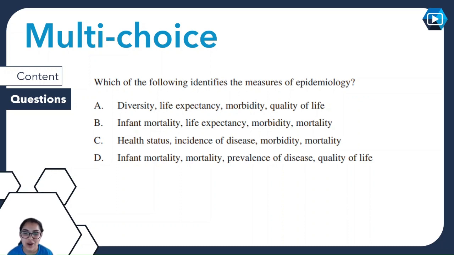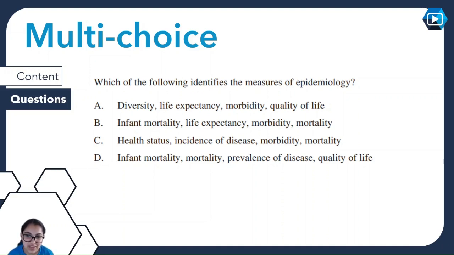So the first option is diversity, life expectancy, morbidity, and quality of life. Second option is infant mortality, life expectancy, morbidity, and mortality. Then we've got health status, incidence of disease, morbidity, mortality, and infant mortality, prevalence of disease, and quality of life.